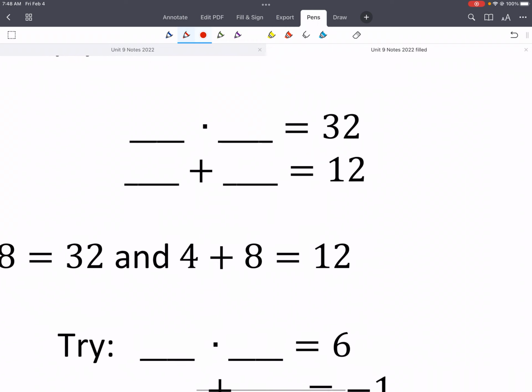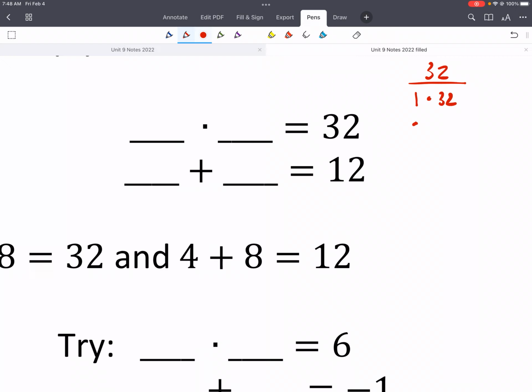Okay, so what can multiply to 32? What adds up to 12? So if you're ever stuck, what you're going to want to do is write down all the factor pairs for 32. So I know that 1 goes into 32, and what we would need to multiply to 32 would be 32, right? Because 1 times 32 is 32.